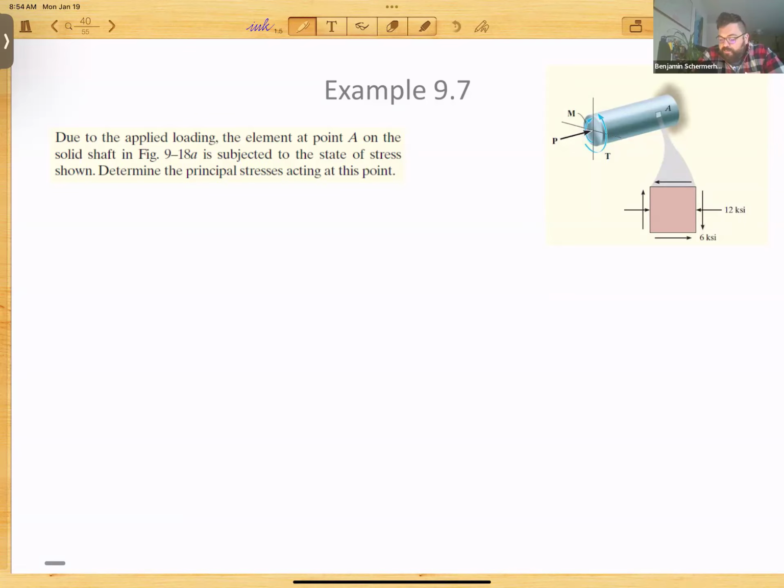So we see an element here which is undergoing a compression along the horizontal direction of 12 ksi, and we have a shear stress acting downward on the right side of 6 ksi, which means we need to remember what our conventions are for positive directions, so that we can get our initial state of stress. Sigma x and sigma y are both positive as they're directed away from our stress element. Shear is positive if it's directed up the right side or to the right on the top side.